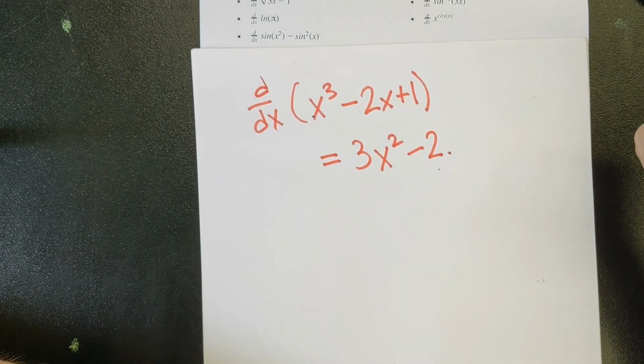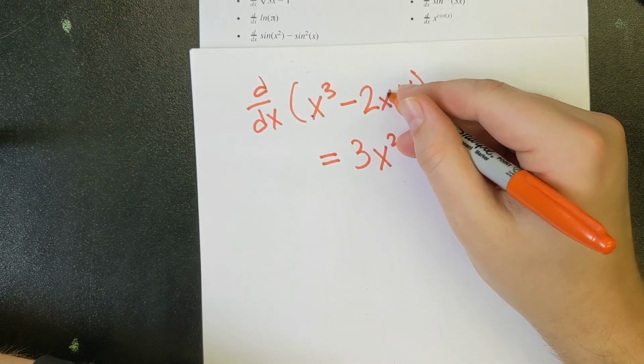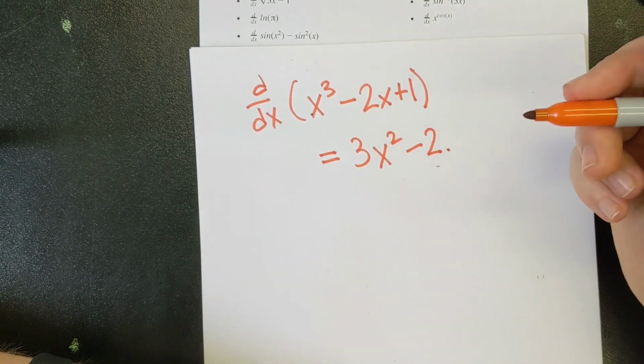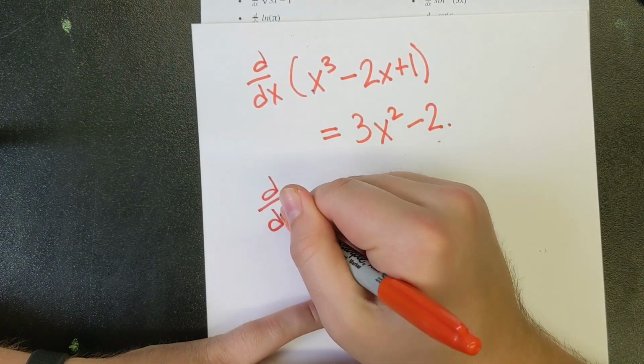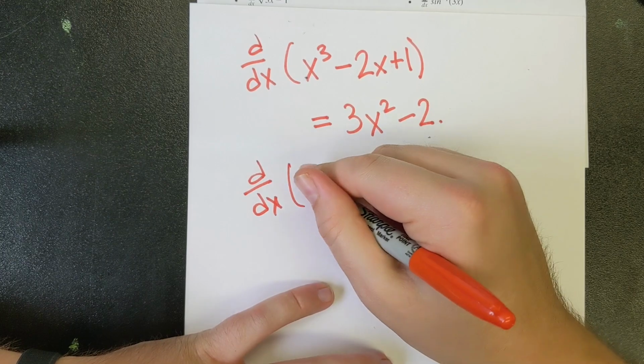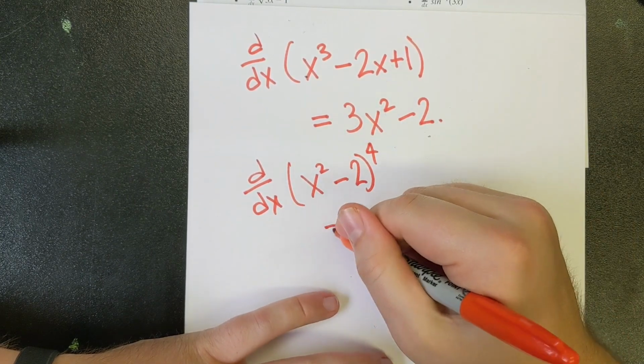Next we have, so just the power falls down, and when it's 2 in front of x, it just becomes 1. So simple. How about the derivative of x squared minus 2 to the 4th?